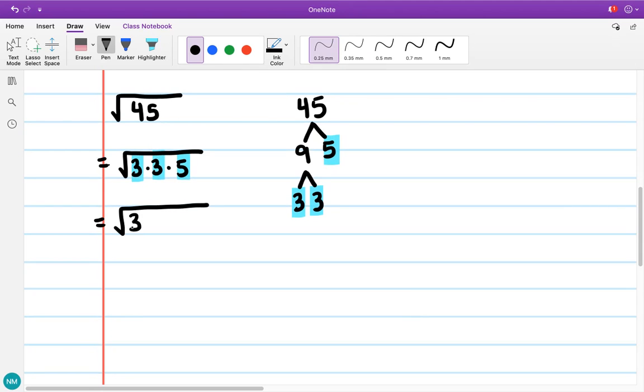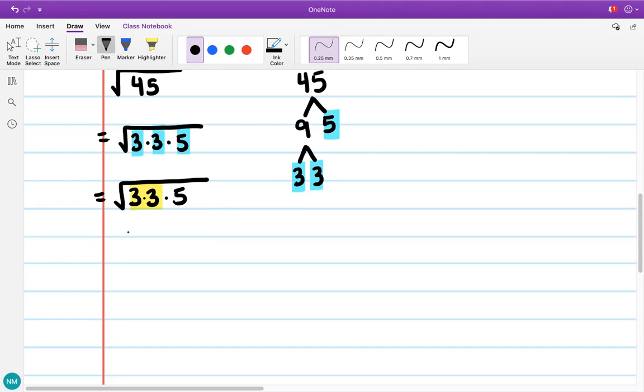Now, which one of these are pairs? I can take out this double 3, and that double 3 is going to escape jail as a single 3, right? So there's that single 3, and then I have that 5 left over by his lonesome self. So the square root of 45 is the same thing as 3 root 5.